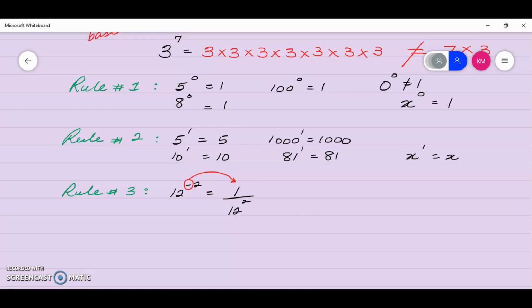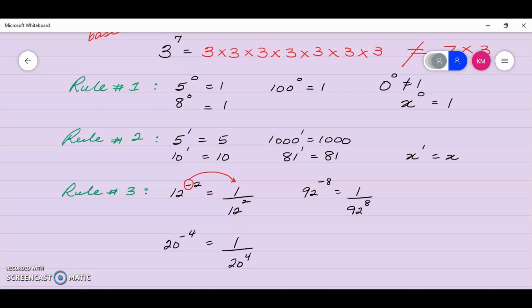So let's look at another question. Let's say we have 20 raised to the power negative 4. This is simply 1 over 20 to the power 4. Let's say we have 92 raised to the power negative 8. This is simply 1 over 92 raised to the power 8.